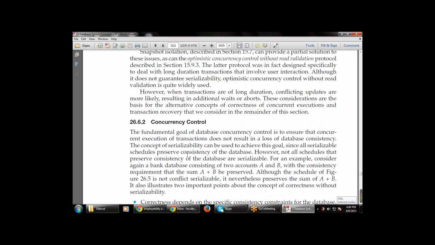And the next is concurrency control. The fundamental goal of database concurrency control is to ensure that concurrent execution of transactions does not result in a loss of database consistency. So if we are executing more than one transaction at the same time, there will be no loss of database consistency. The concept of serializability can be used to achieve this goal, since all serializable schedules preserve the consistency of the database, though not all schedules that preserve the consistency of the database are serializable.